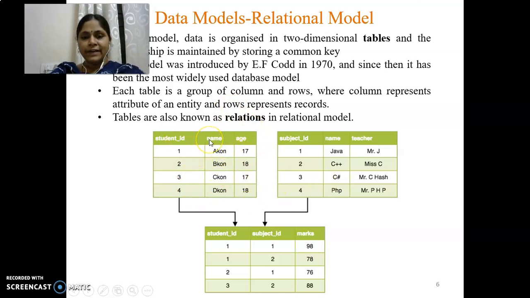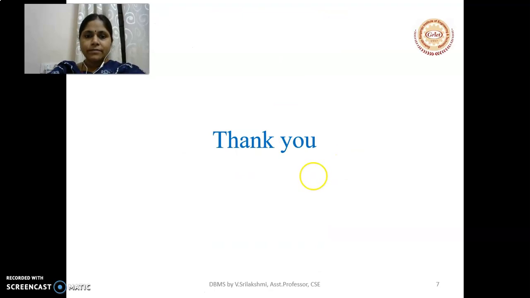Column is a field here and row is a particular record. Tables are otherwise called relations in the relational model. So these are the various data models that we'll be using in the database management system. Thank you.